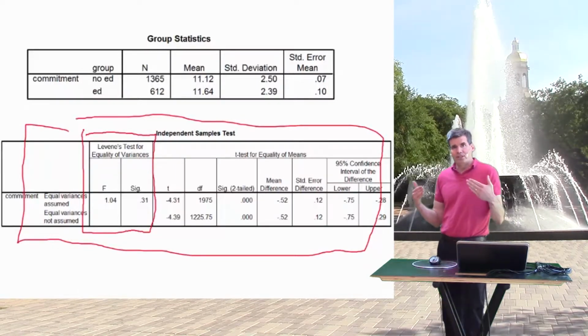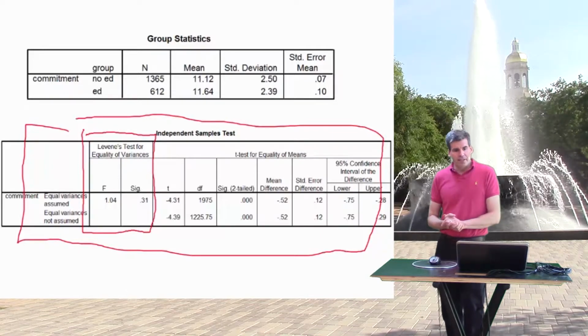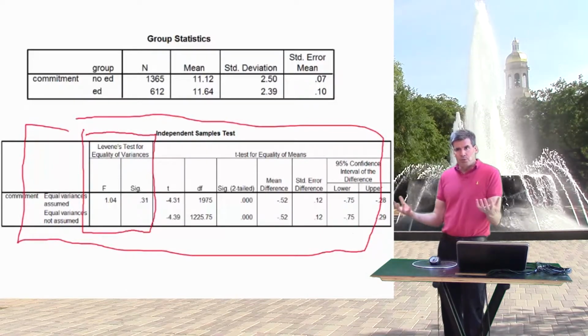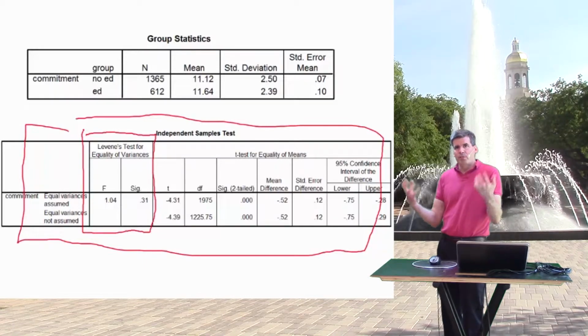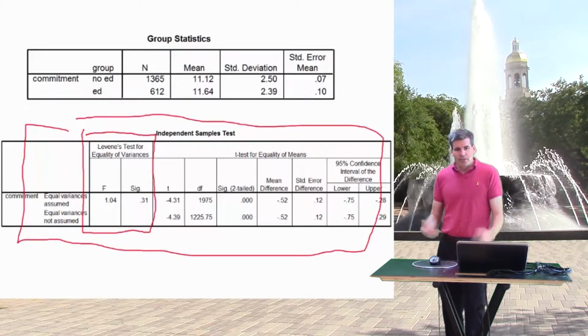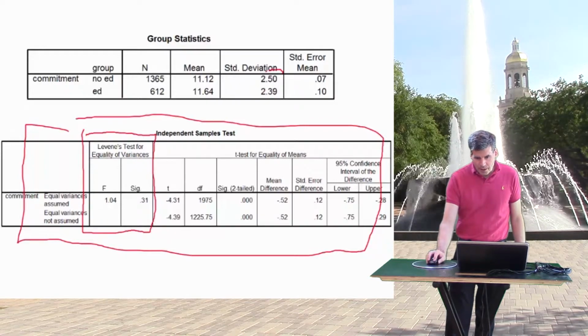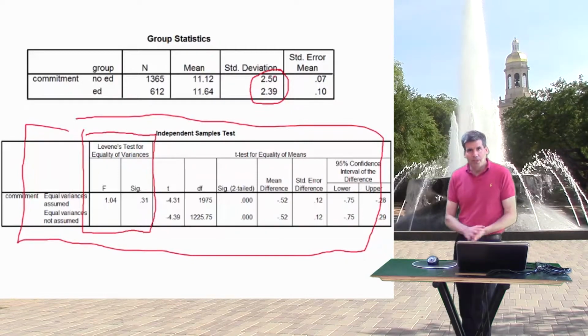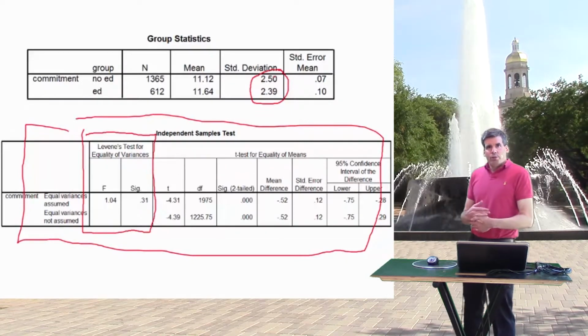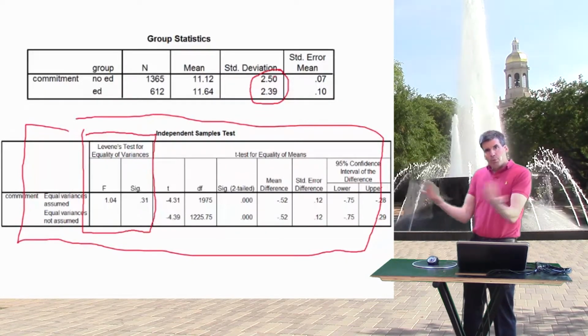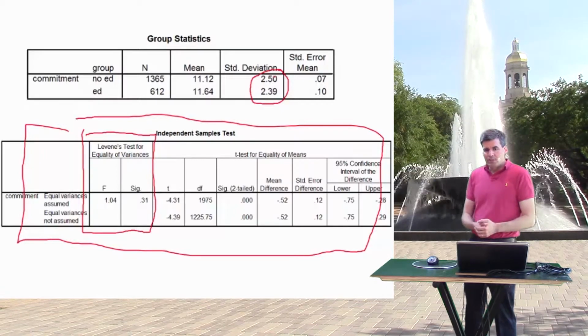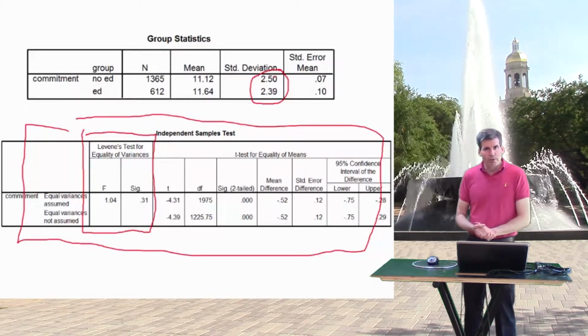Recall that one of the assumptions of a t-test is that if you have two groups, we're testing for differences between the two groups in their means, but one of the assumptions is that their standard deviations or their variances are the same. So we got 2.5, 2.39, those are the standard deviations, or we could square them to get the variances. And when we do our t formula, we pool our variances together to get a pooled variance based on the average of the two variances from both groups.